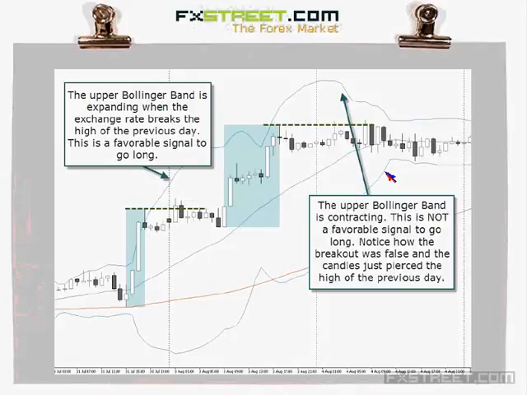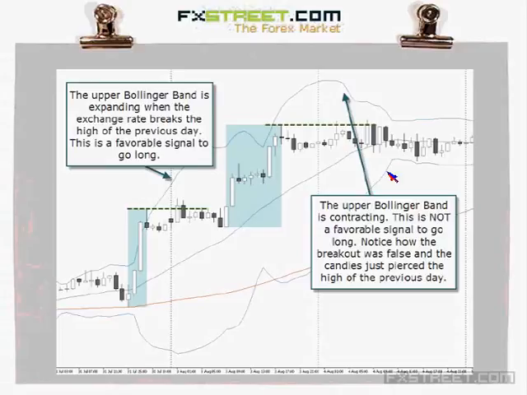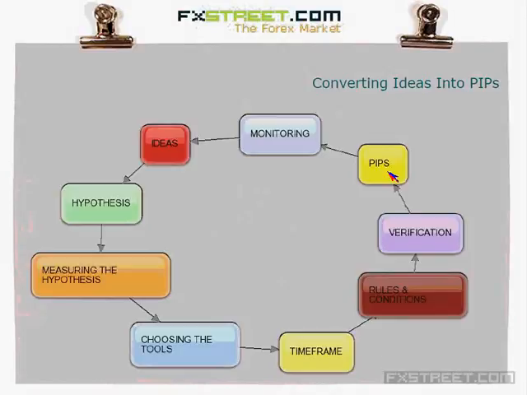So here are some details about the strategy. On the left side, we see the upper Bollinger Band is expanding when the exchange rate breaks the high of the previous day. This is a favorable signal to go long. And on the right side of the chart, the upper Bollinger Band is contracting, it's shrinking. This is not a favorable signal to go long. And you see how the price pierced yesterday's high twice, but we didn't take that as a favorable signal.